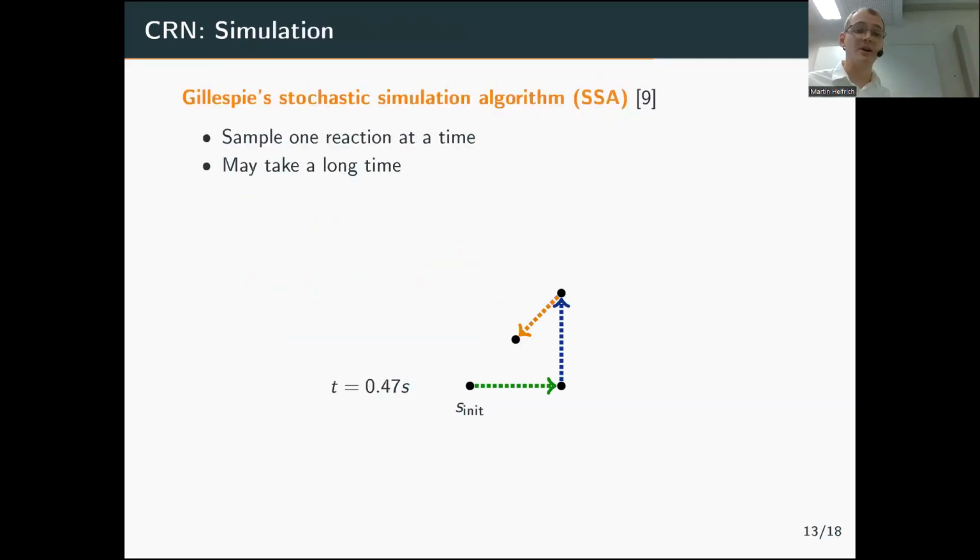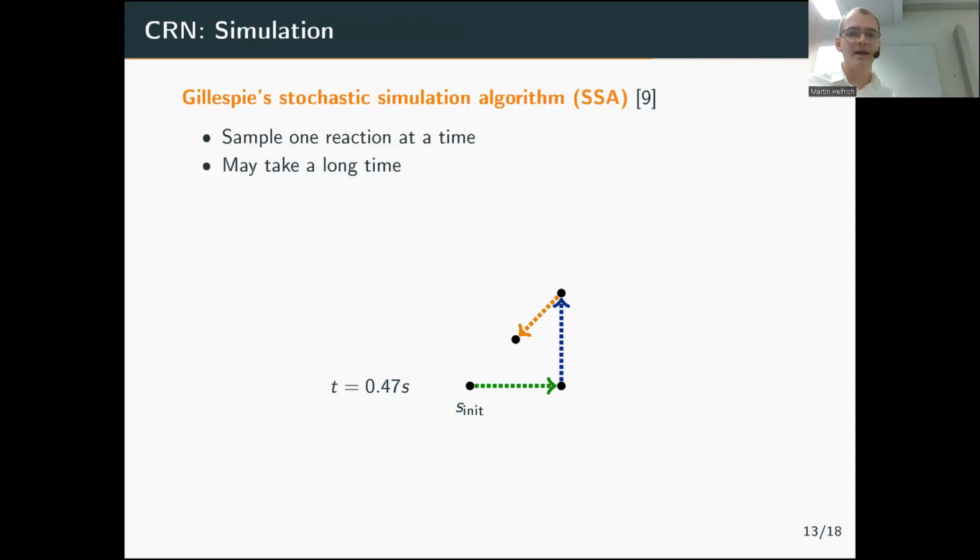But that's, of course, very, very slow, right? We have many, many molecules in our system, and we probably need millions of reactions to do a single simulation. And remember, we need many simulations to judge our system because the system is stochastic.